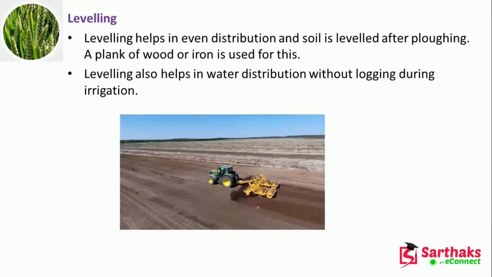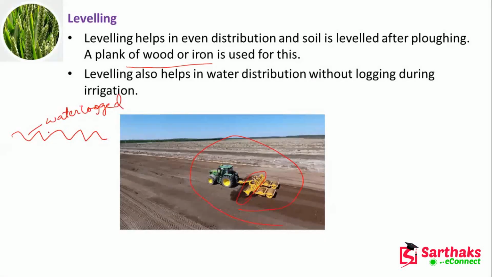Now the leveling method. Here you can see one machine for leveling the land. Leveling helps in distribution, and the soil is leveled after plowing. A plank of wood or iron is used, as you can see here. Leveling also helps in water distribution without logging during irrigation. That means if this is the surface, the water will be logged here, right?